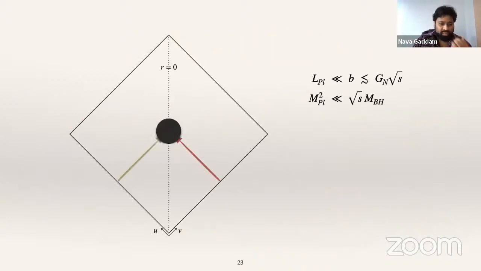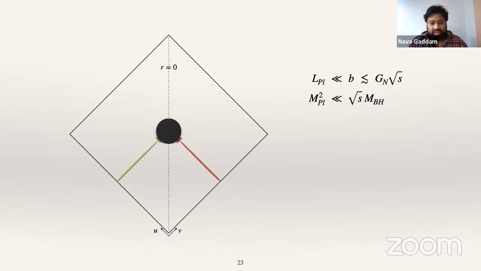So I'm looking at the same picture again, where I have two infalling particles. The impact parameter, there's no Schwarzschild radius here in what I'm writing, as you see. The impact parameter I'm taking to be much bigger than the Planck length, but I'd like it to be somewhat smaller than G Newton times square root of s. And I want to take the energies of collisions to be not trans-Planckian, but we have an emergent scale, the mass of the black hole, or this inverse of G Newton times square root of s.